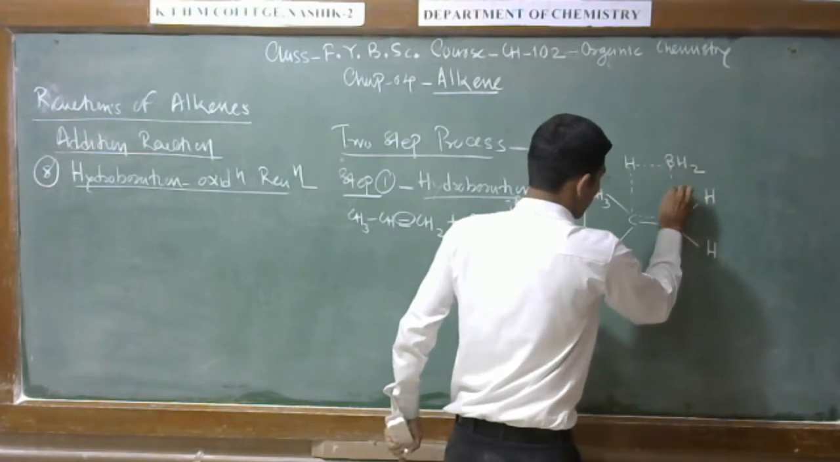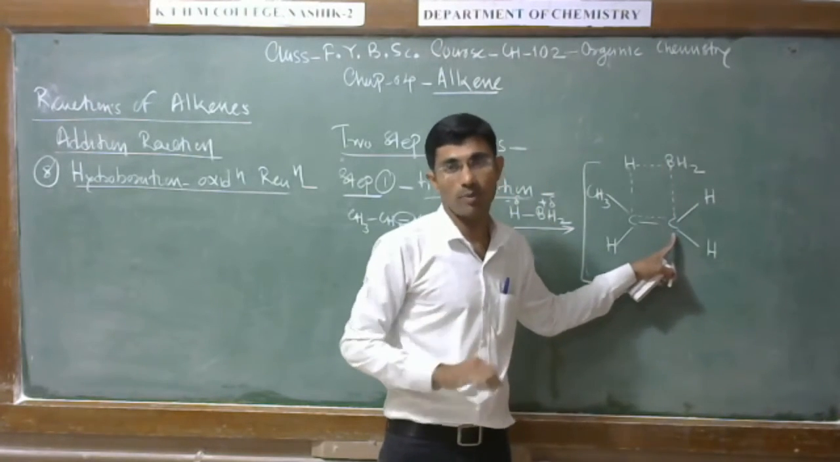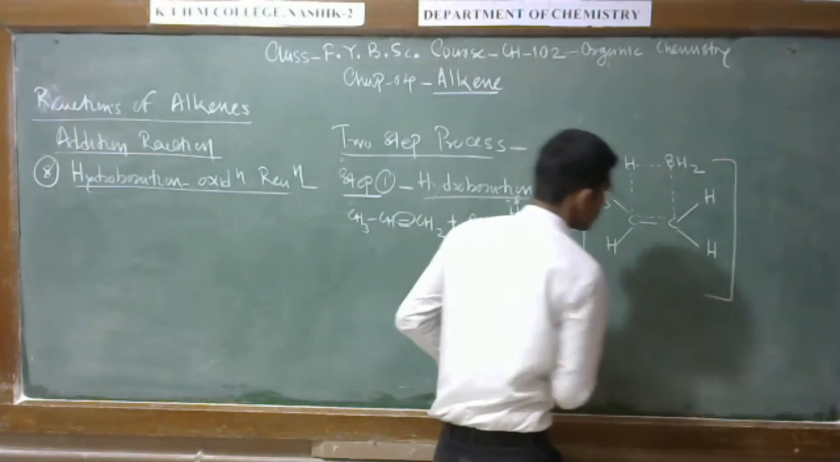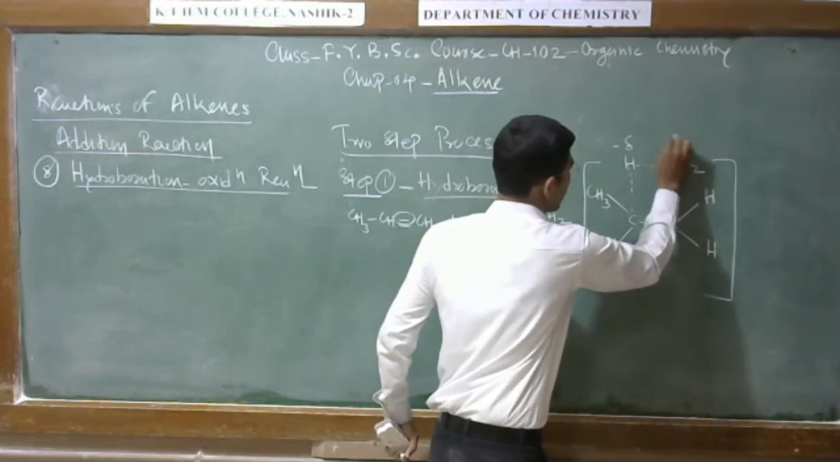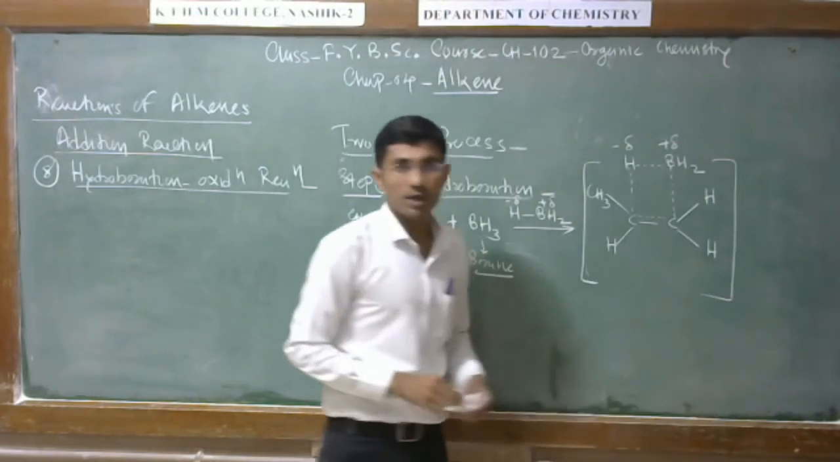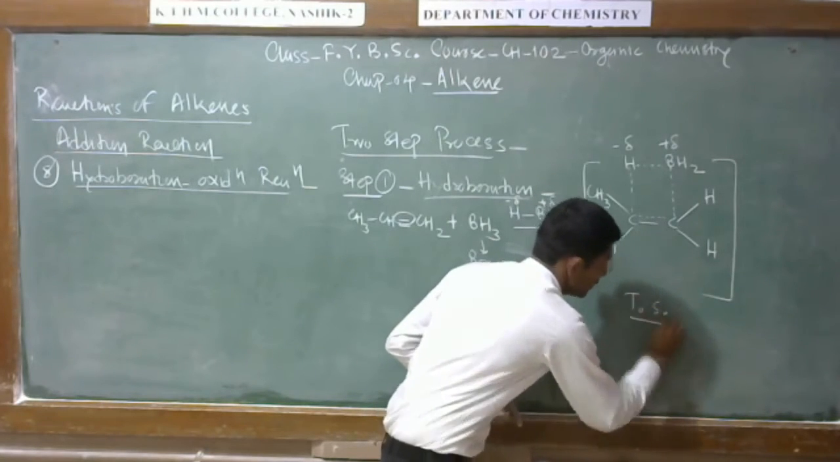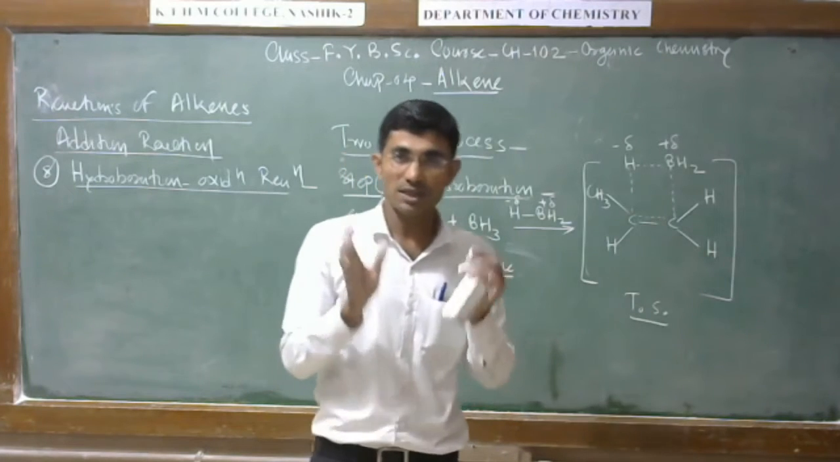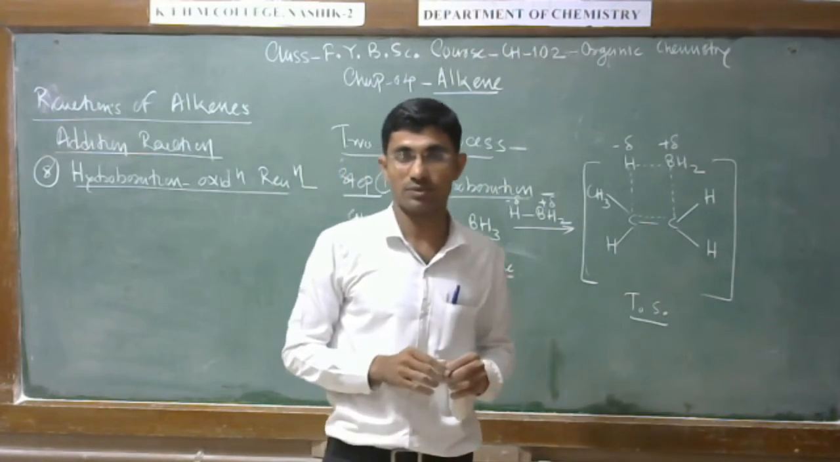And this boron positive part is attached to that carbon which bears the more number of hydrogen, according to Markovnikov's rule. So this type of transition state is formed. This is the negative part, this is the positive part. This kind of transition state has a cyclic character.